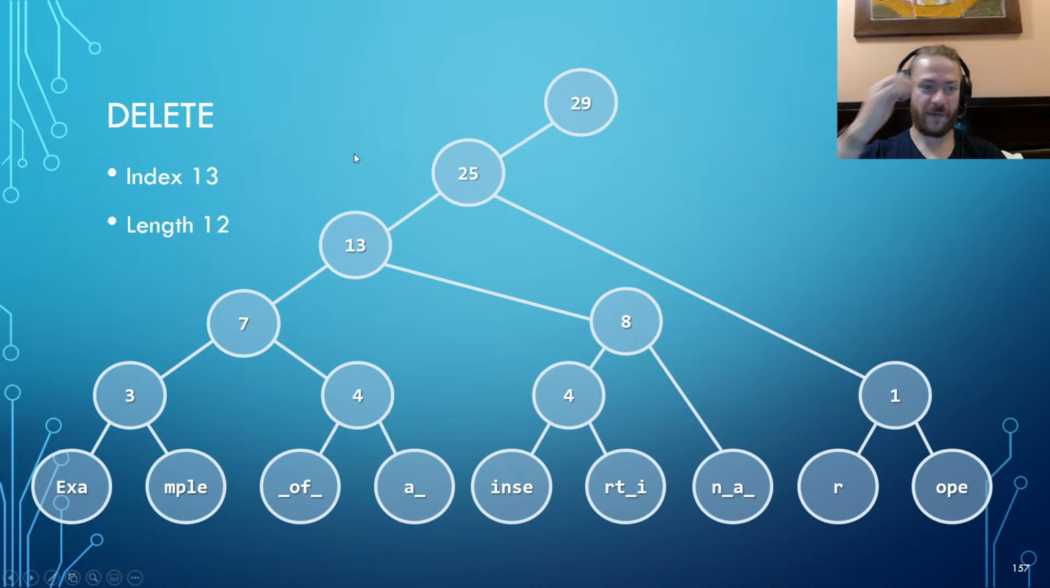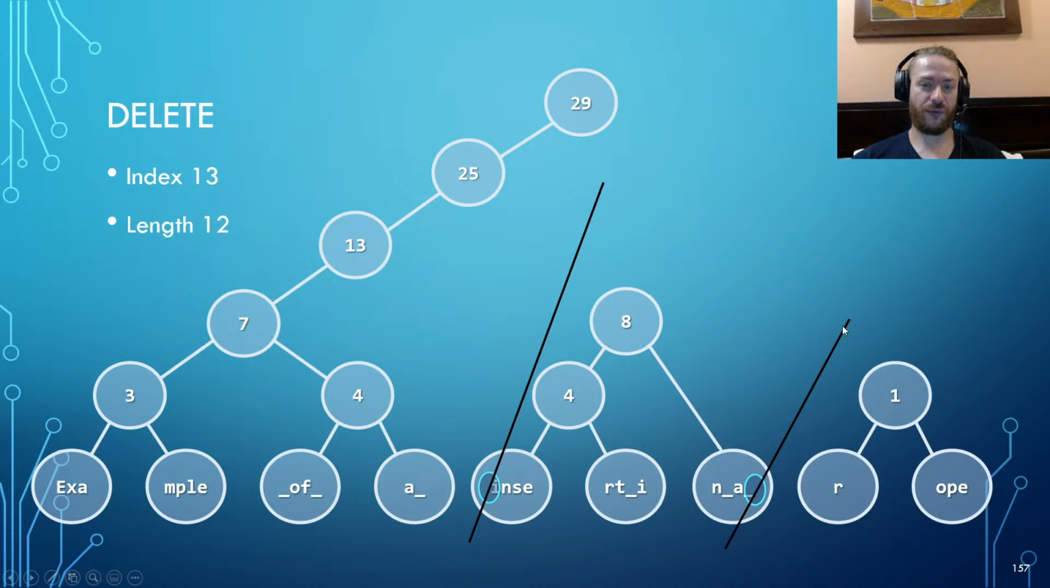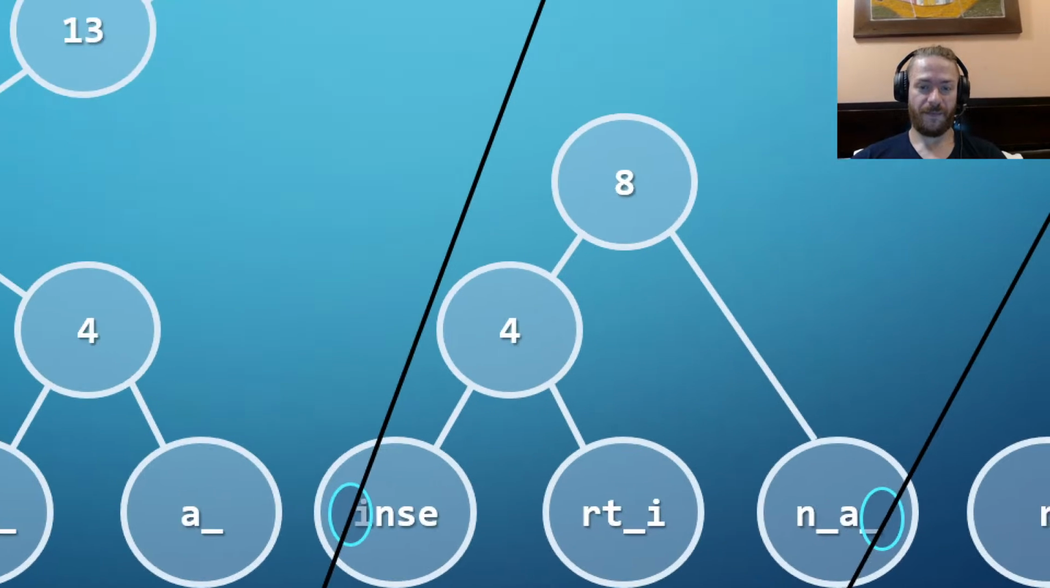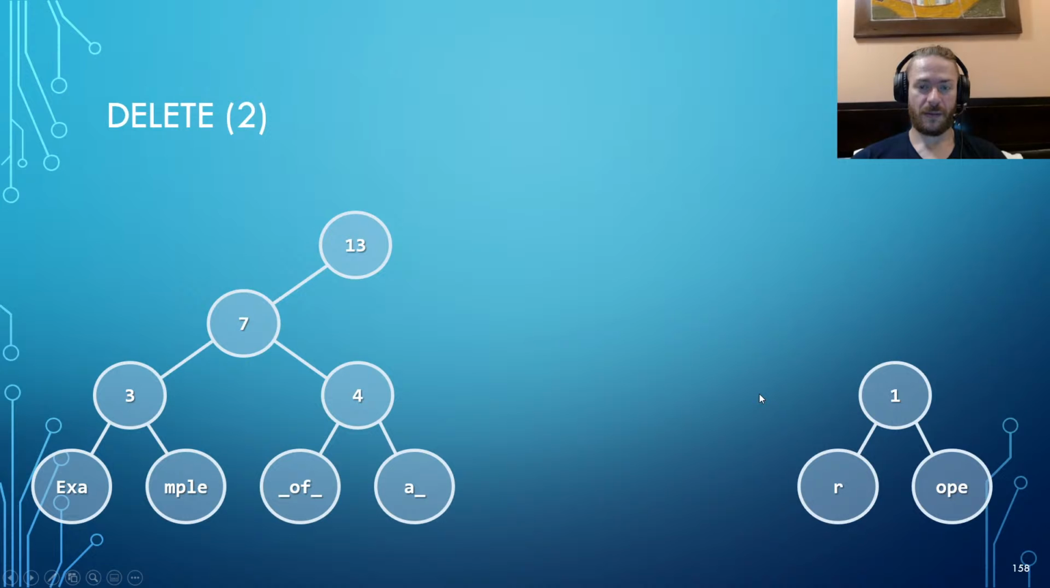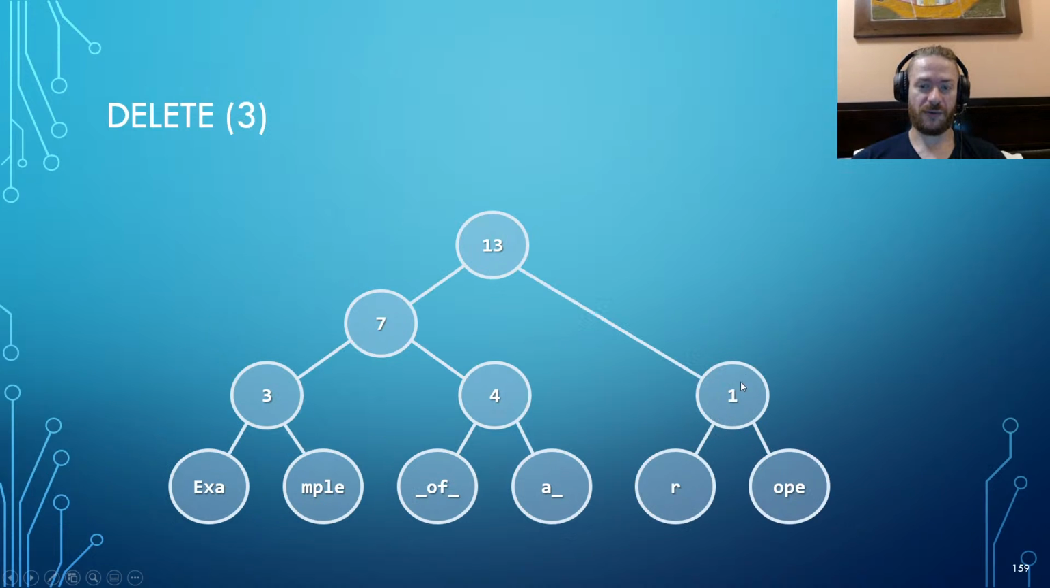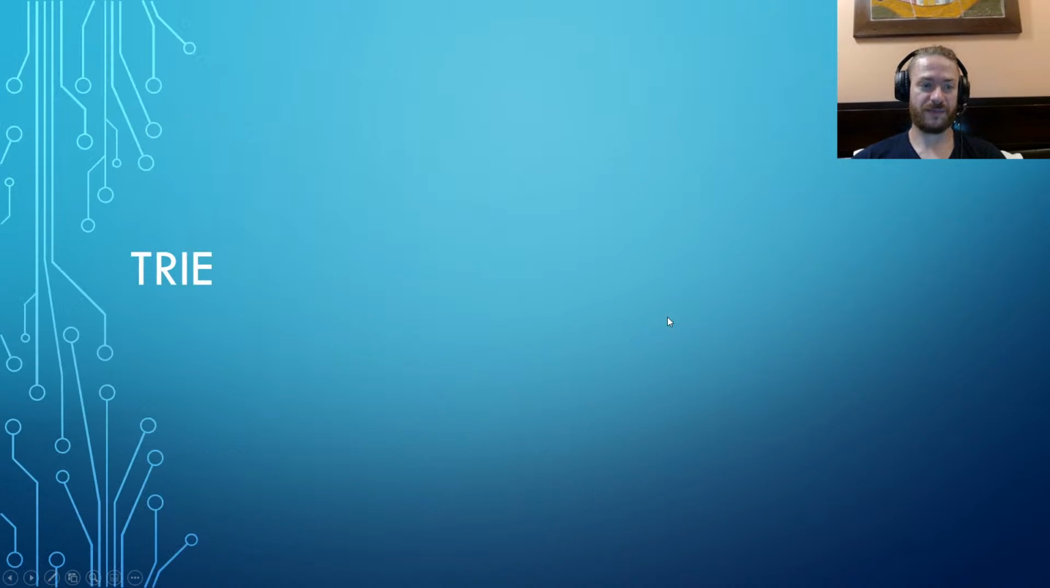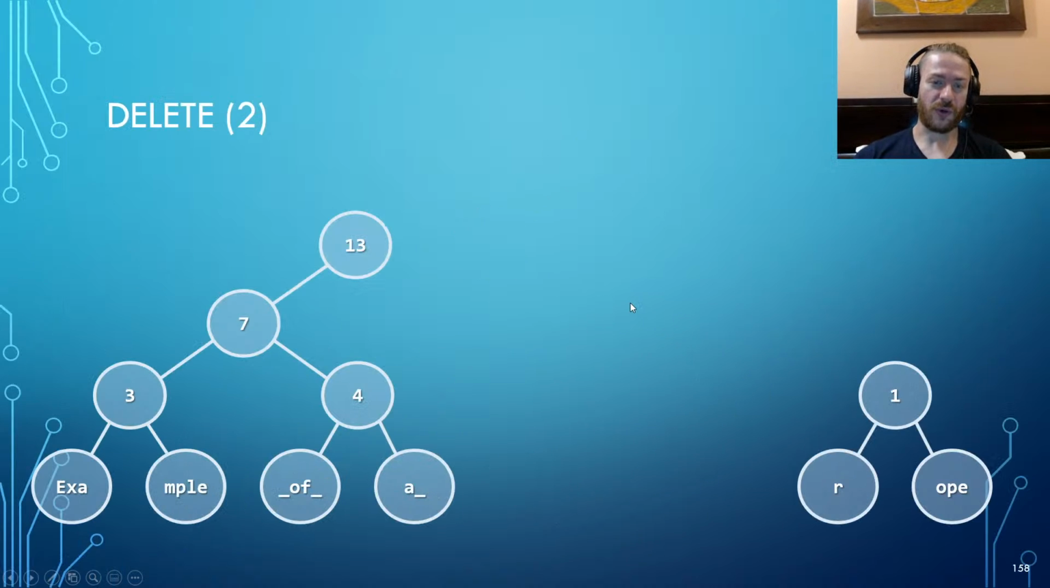Deletion is also super fast. We need to index, for example, 13, and we want a length of 12. We find the 13th index, we cut everything, and we find the second index, we cut everything there. We remove the connections. This is what we want to delete. And then we need to connect the other parts of the rope and recalculate the values. That's how a rope works.